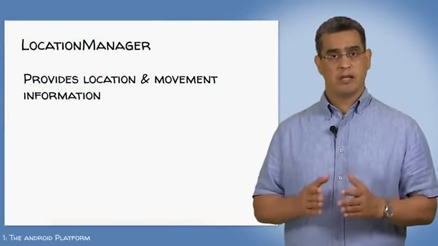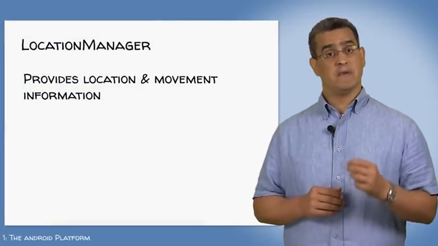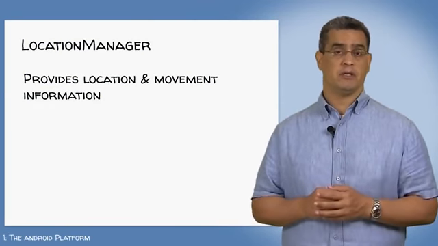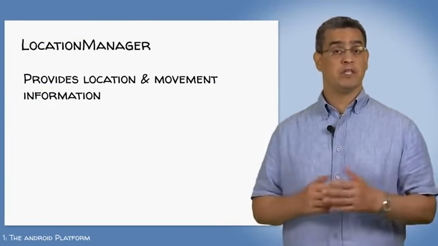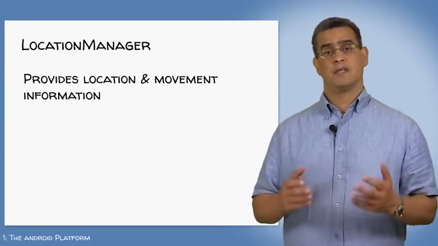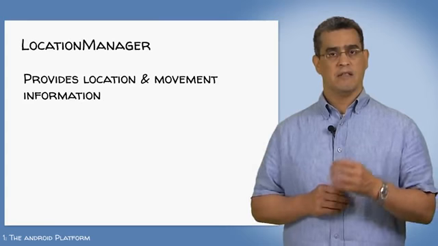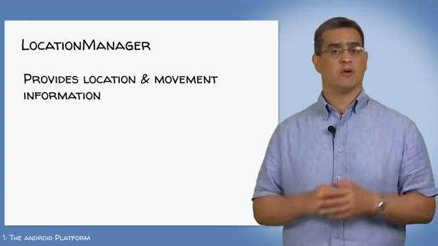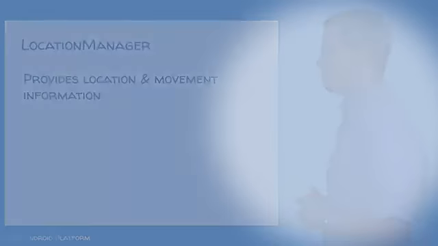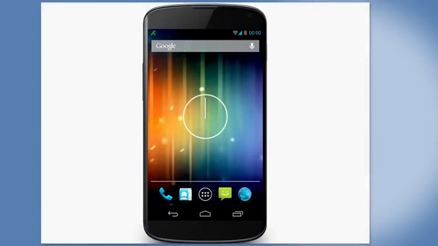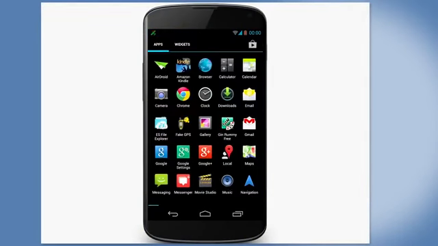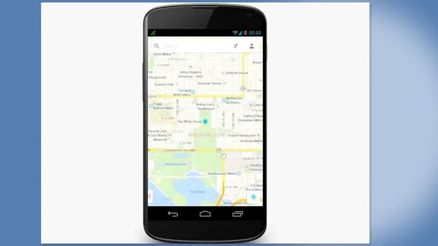The next application framework component is the Location Manager. The Location Manager allows applications to receive location and movement information, such as that generated by the GPS system. And this allows applications to perform context-specific tasks, things like finding directions from the current location. Now here I'm calling up the Google Maps application, which queries the Location Manager for my current location and then shows a map of the area around that current location.